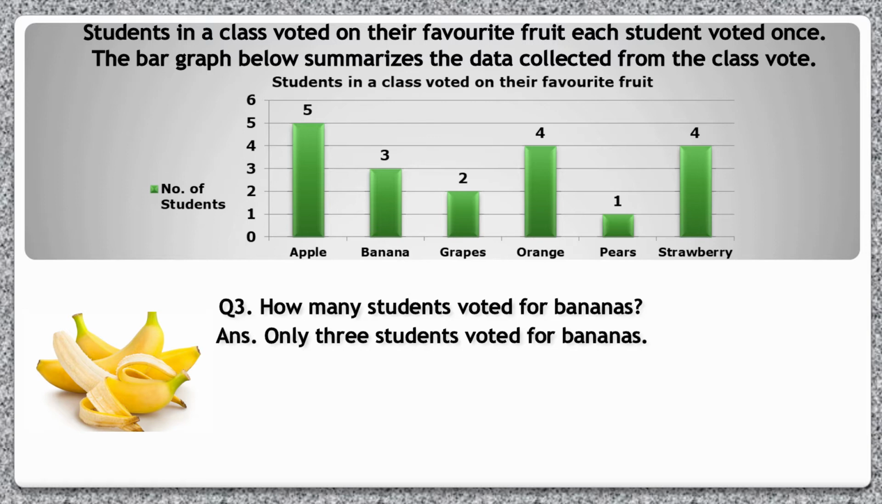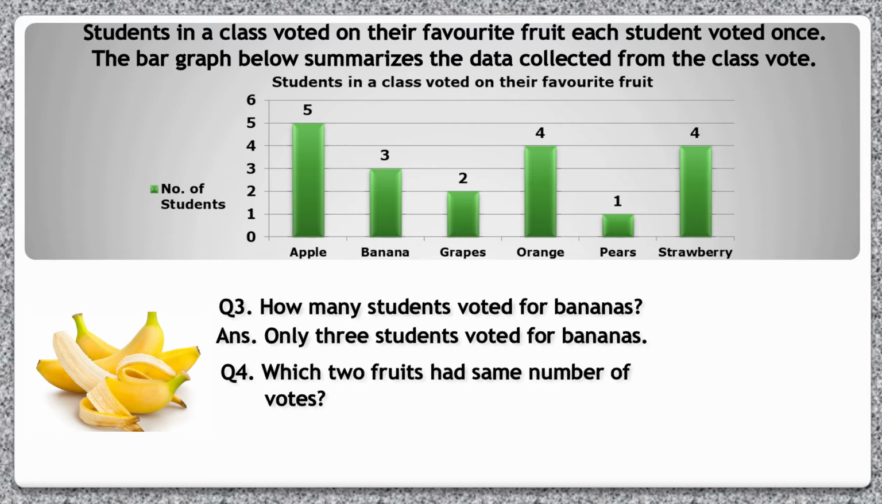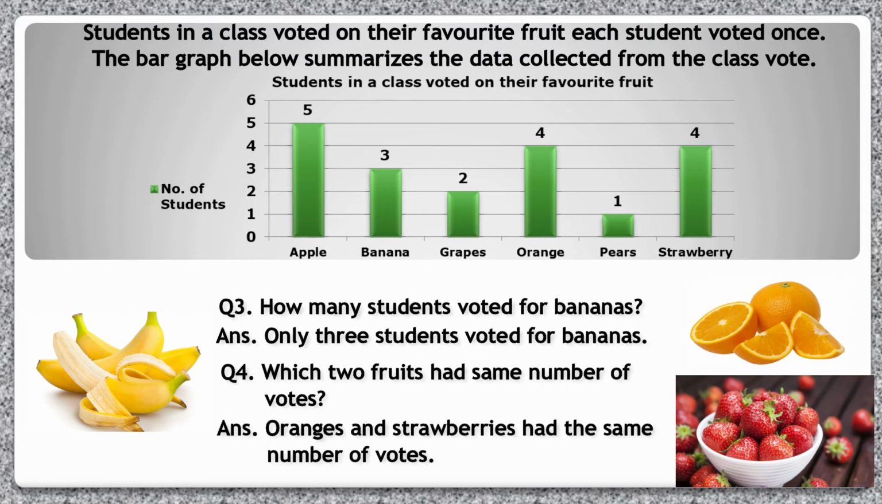Now let's move to the fourth question. Which 2 fruits had same number of votes? Compare the things. The correct answer is oranges and strawberries had the same number of votes. Oranges have 4 votes and strawberries have 4 votes. Then it means both have the same number of votes.